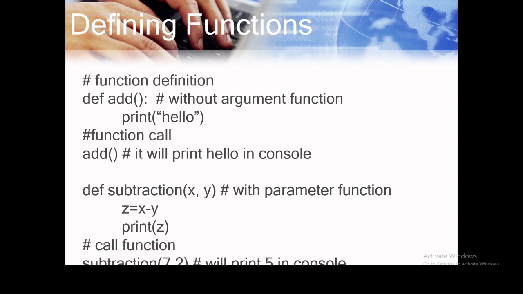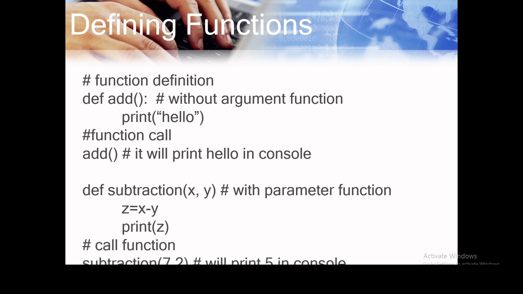See, during calling I have called this subtraction function passing some values, suppose 7 and 2. Then this 7 will go to x and this 2 will be assigned to y, then 7 minus 2, and I am printing z. So the answer will be 5 in the console. Okay, this is how you can define a function with parameters and without parameters.